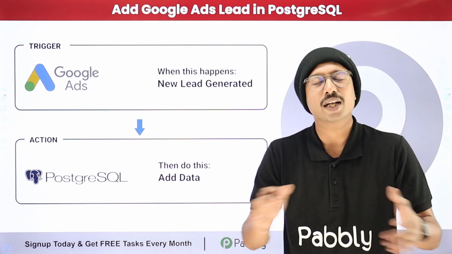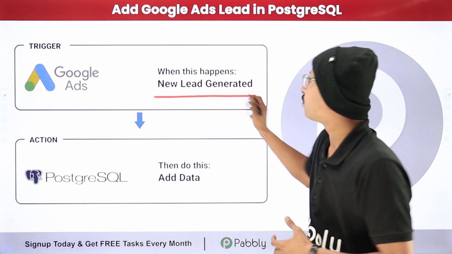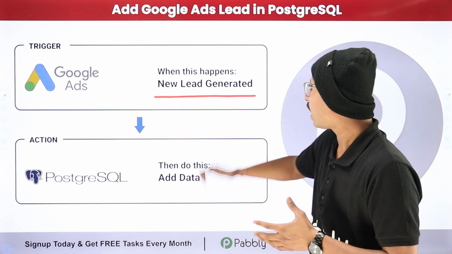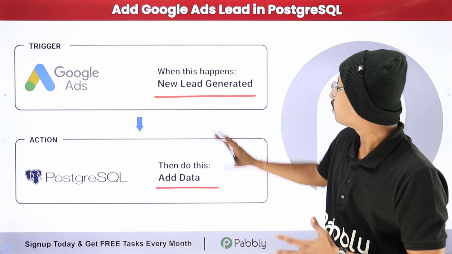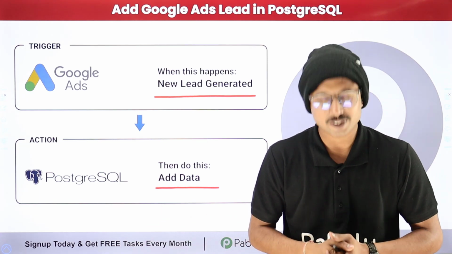So let me tell you, you can completely automate this process. In this automation, as a new lead is generated in our Google Ads, the Google lead form responses will automatically be added to our PostgreSQL database. Now, if you want to learn how you can set up this complete automation all by yourself, you just have to come with me to my screen.